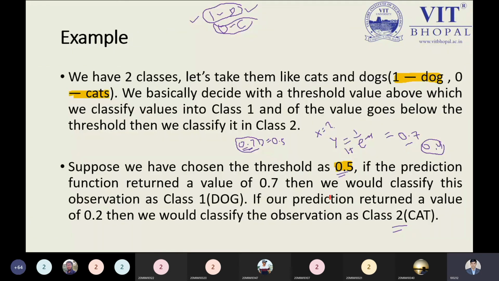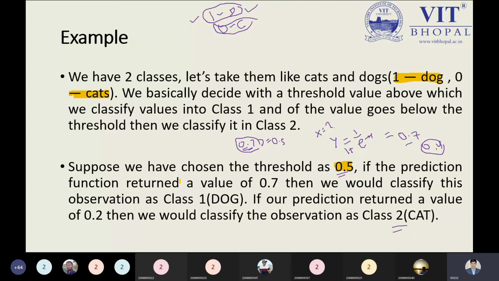Let us take an example. It is a very interesting and simple example. Let's take cats and dogs. I'm categorizing one class as 1 and giving 0 to the cat. We decide a threshold value, which decides whether the input belongs to the cat class or the dog class. Just read this statement which I'm highlighting once again over here.